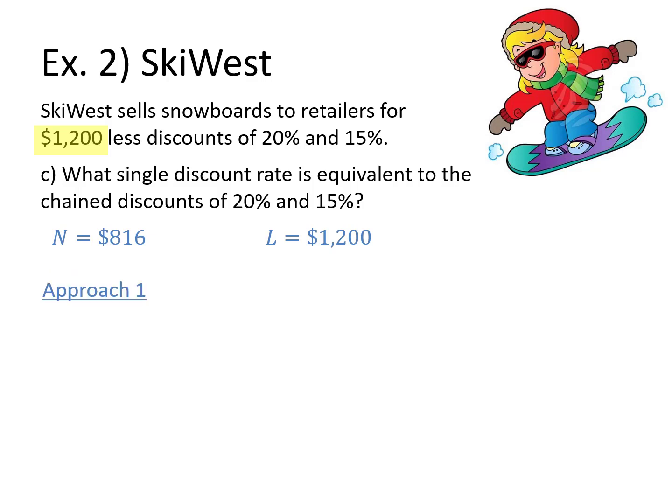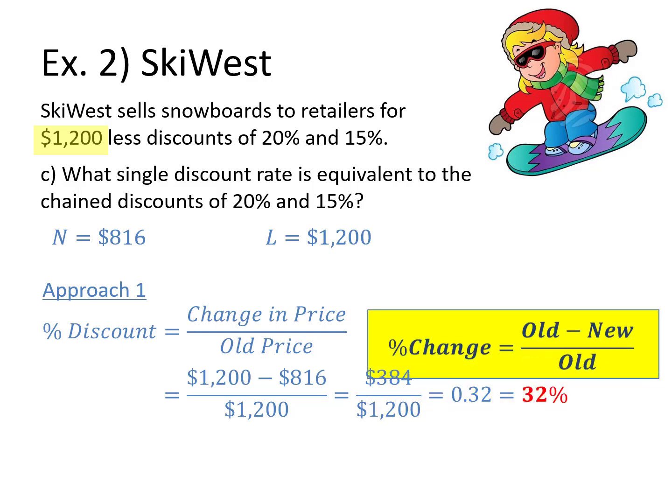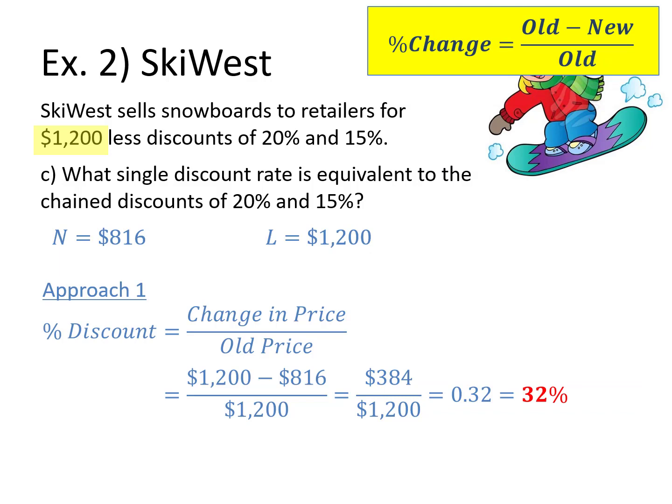So there's two approaches we can take for this. First approach is to just calculate percent discount as the change in price divided by the old price. That would be the change in price from $1,200 to $816 divided by 1,200. That gives me $384 divided by 1,200. Ultimately 0.32 or 32%. So that's our general form for a percent change formula. It's going to be old minus new divided by old.